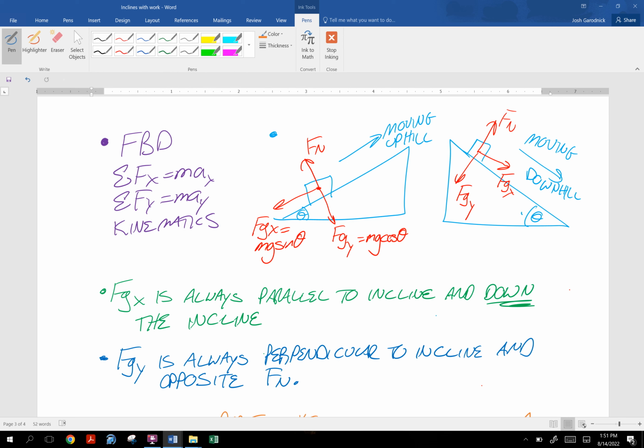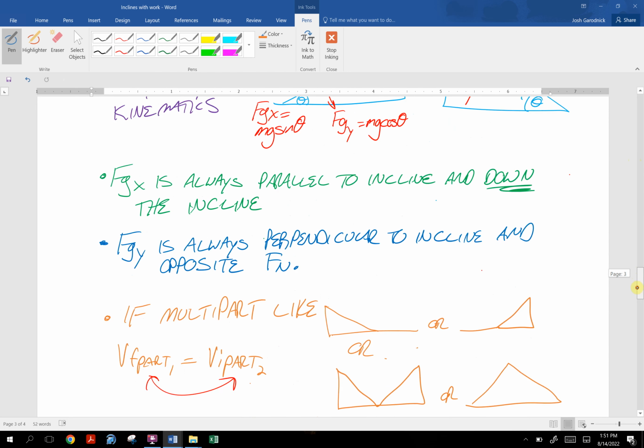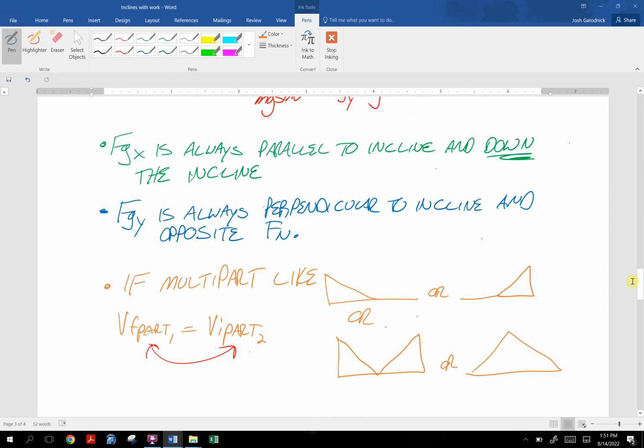FGX is always parallel to the incline and down the incline. I think I made my point. FGY is always perpendicular to the incline and opposite FN. And side note, if we do a multi-part with an incline, which we will do, the final velocity of part 1 is equal to the initial velocity of part 2, and vice versa. We've done this many times. Multi-part problems are not new for us.